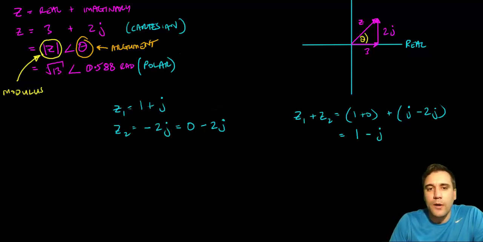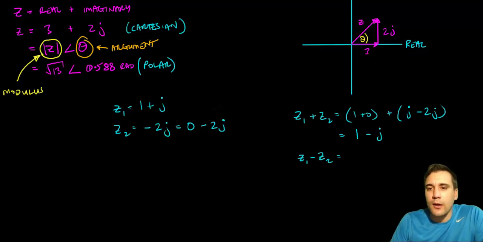1 minus j. Well, that was pretty easy, wasn't it? So hopefully you see that all we're doing is adding the real components and adding the imaginary components, and it is dead set as simple as that. What if we wanted to do z1 minus z2?